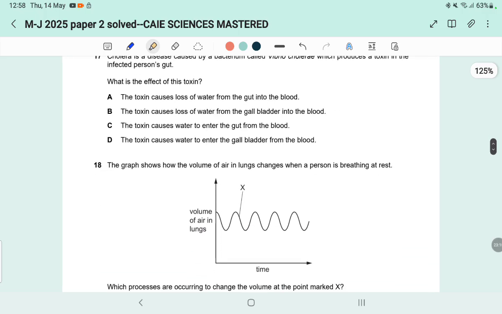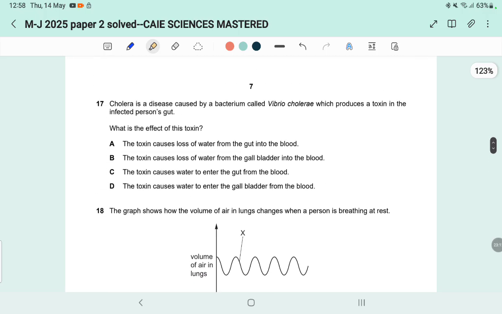Okay, now it says here cholera is a disease caused by a bacterium called Vibrio cholerae, and that it produces a toxin in the infected person's gut. So it's very simple. He's asking what is the effect of this toxin? Let us read all of the choices.